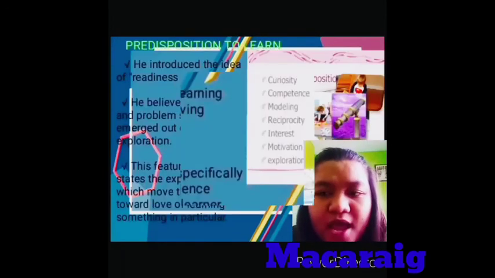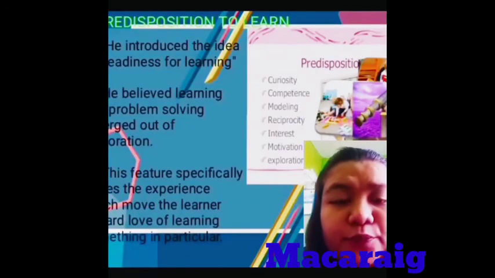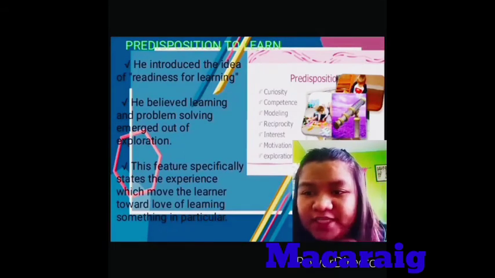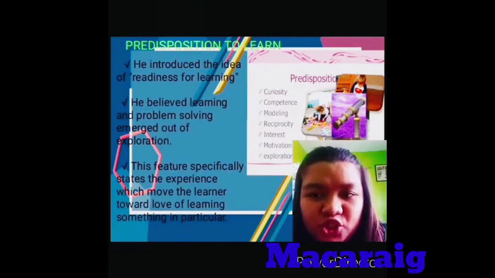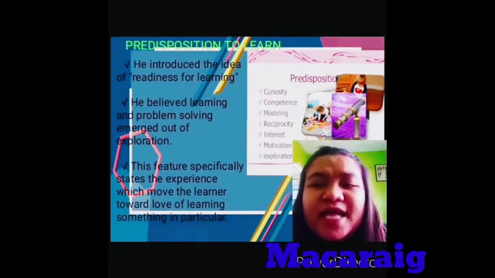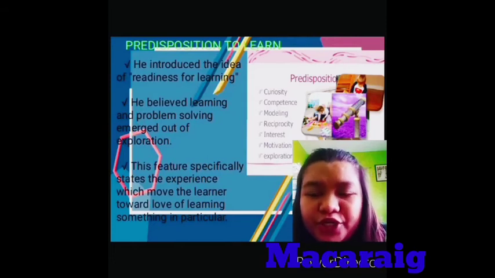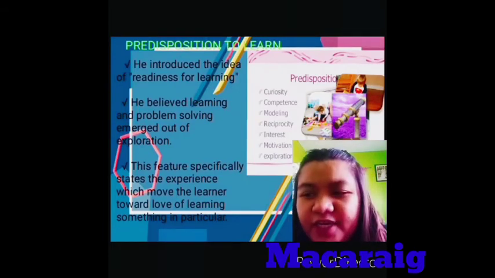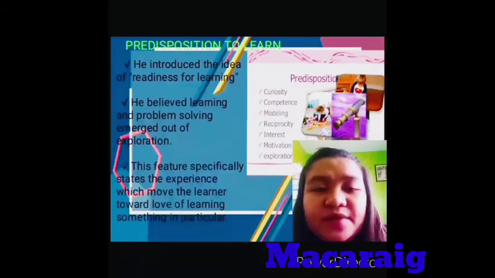Now, I'm back. I'm here to discuss that Bruner in 1966 stated that the theory of instruction should address four major aspects. First is predisposition to learn. He introduced the idea of readiness for learning. He believed learning and problem solving emerge out of exploration. This feature especially concerns the experiences which move the learner toward a love of learning in general, or learning something in particular.